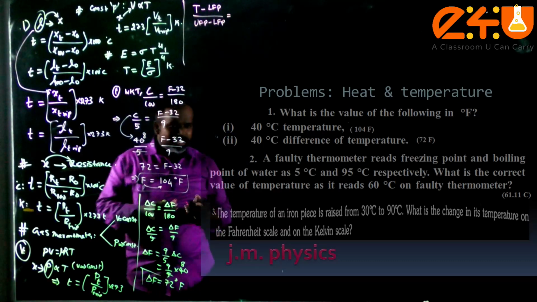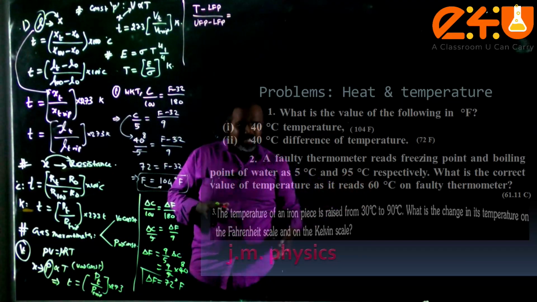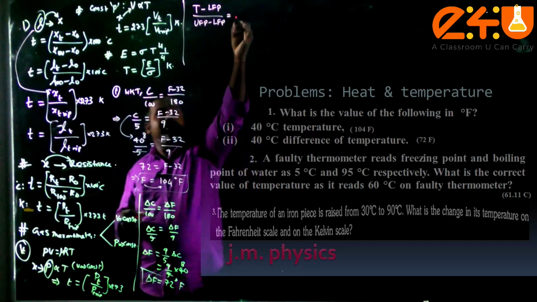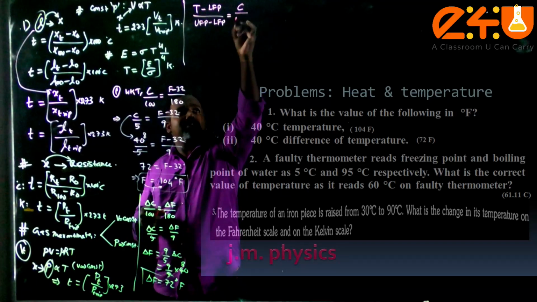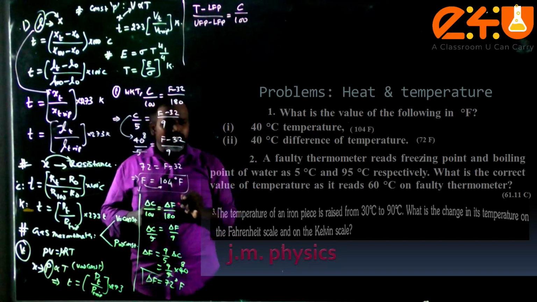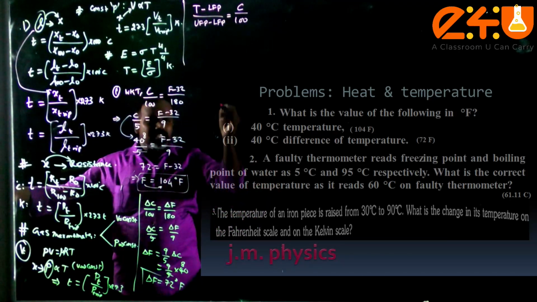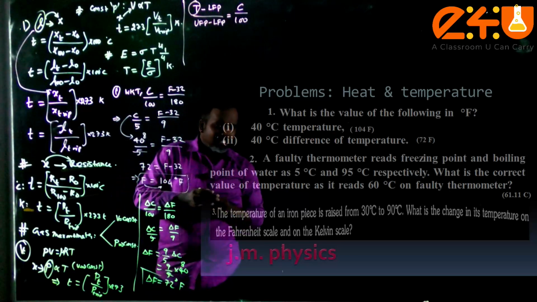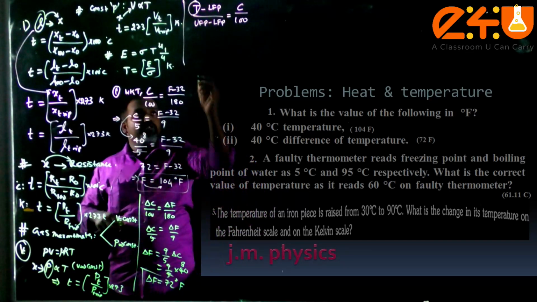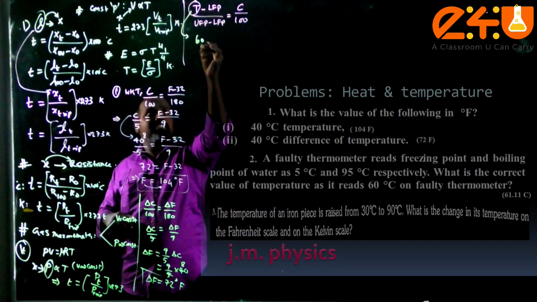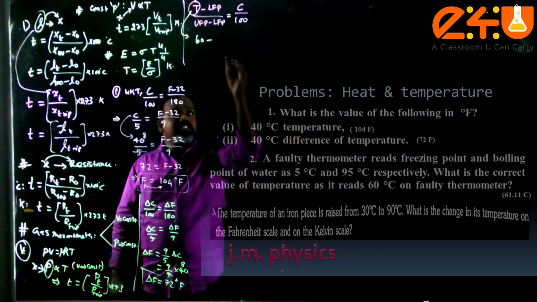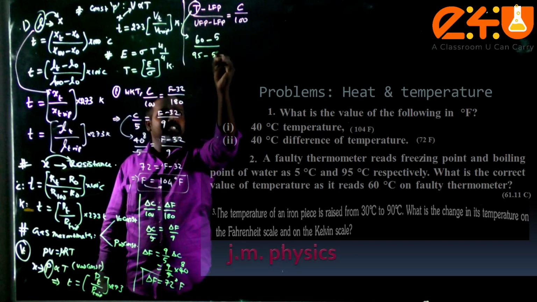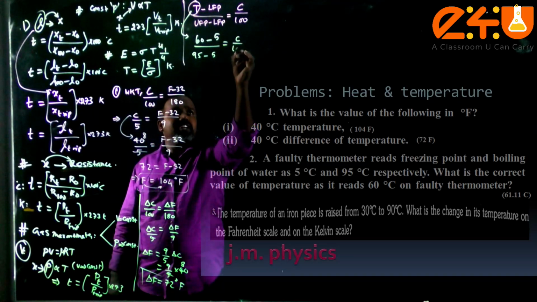That should be written in terms of the centigrade scale, the correct value of temperature in centigrade. So for centigrade we wrote C by 100. This is the expression we get. Therefore we take the faulty temperature value measured by the thermometer as 60 degrees. You substitute 60, so 60 minus the lower fixed point, which is 5, divided by the upper fixed point 95 minus 5, equals C by 100.